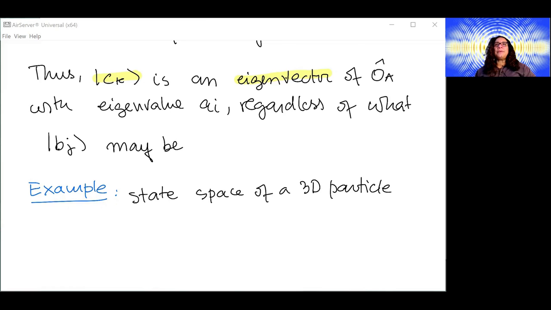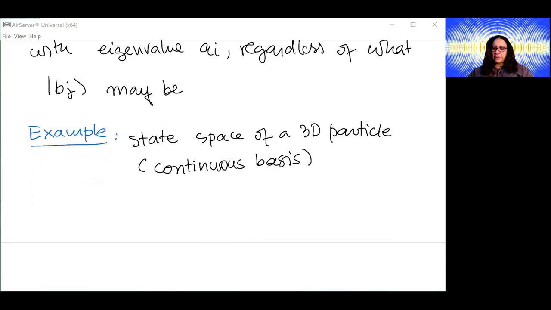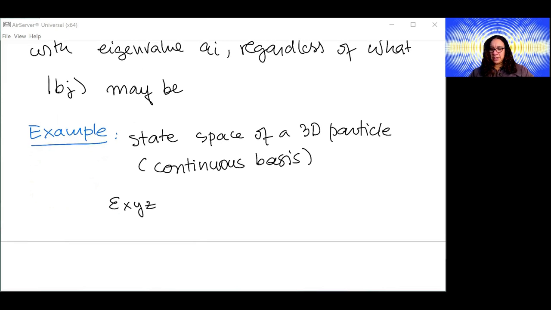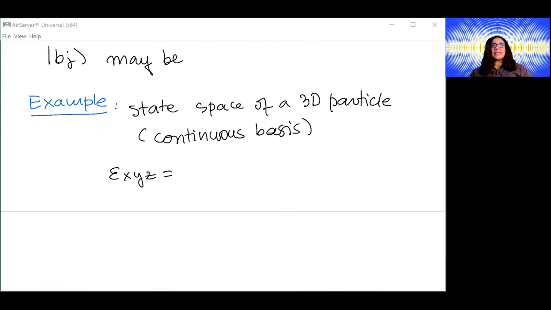This is a nice example, and we're going to consider here, for simplicity, Cartesian coordinates, but note that here we're going to have continuous basis, and we're going to construct this space. So we're going to get E_XYZ, which is our compound state, and this is going to be the tensor product of the one-dimensional state spaces E_X, E_Y, and E_Z.